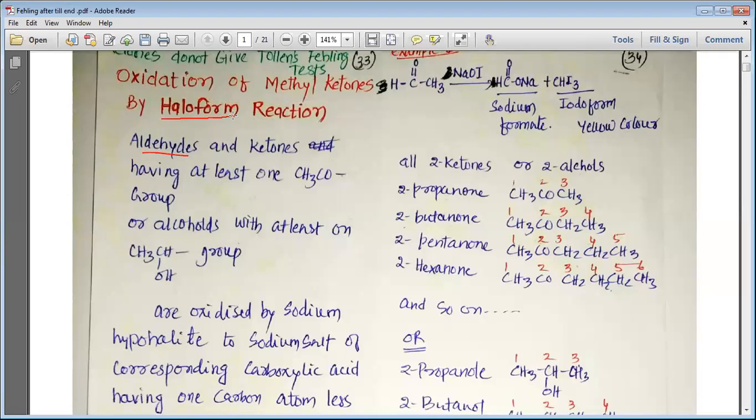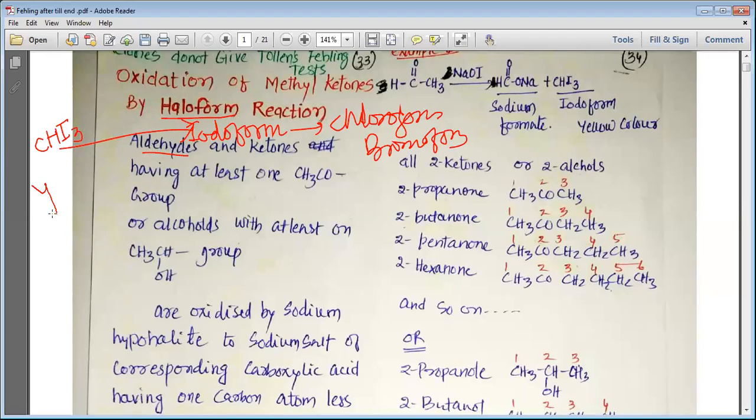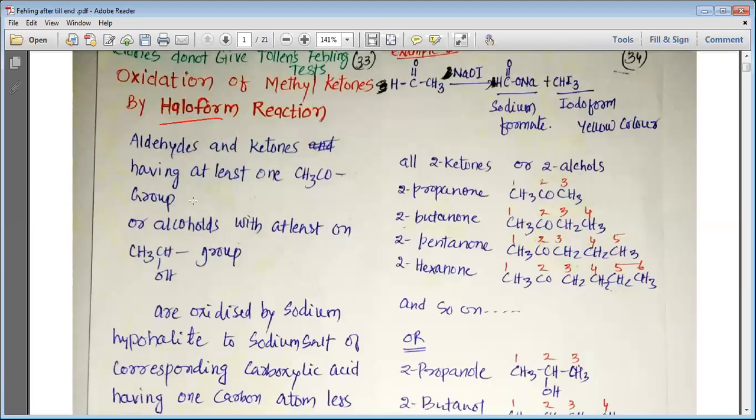This haloform test can also be called iodoform, or sometimes chloroform or bromoform, but mostly we consider it as iodoform because iodoform, CHI3, is yellow in color. So we get a proper test because of the iodoform. So this haloform test is sometimes referred to as the iodoform test.